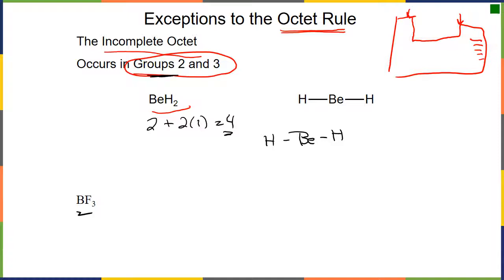Now, boron. Boron is in group 3. Boron does some very weird chemistry, and one of the things it does is that it has incomplete octets. So if we look at this, boron in group 3 plus 3 times 7 for a total of 24 electrons. I know you're going to look at this and say you can get a complete octet out of it, and you can, but it doesn't happen. So this is what happens.